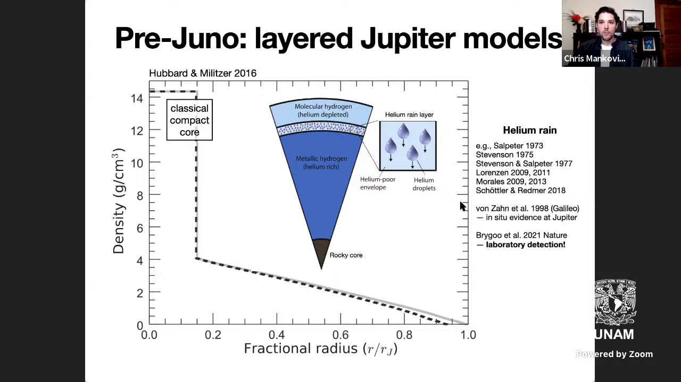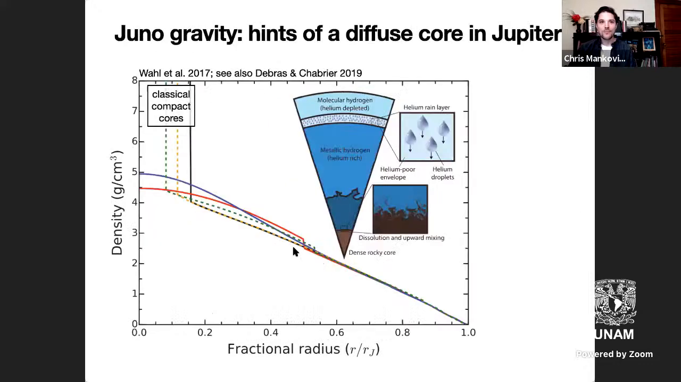And recently, maybe some have seen a Nature paper reporting an actual laboratory detection of this hydrogen helium immiscibility for the first time, which is a major step forward because it's a piece of concrete evidence for this idea that has been around for many decades and applied to Jupiter. So anyway, this was published as the best guess for Jupiter's interior structure prior to Juno.